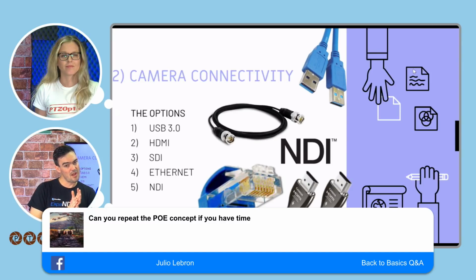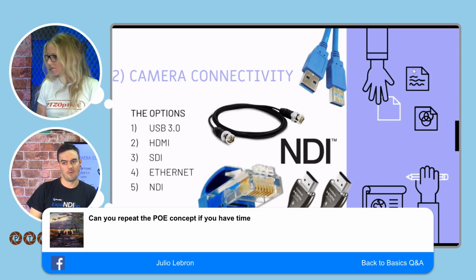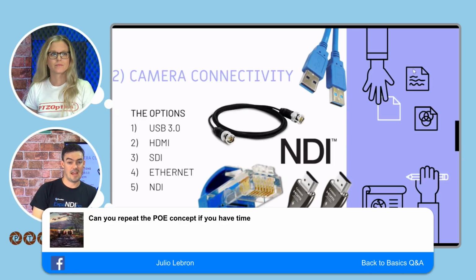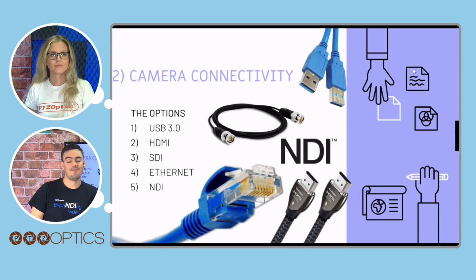It's less than 20 watts. I can't remember exactly what the wattage is, but I think it's less than 10 watts. But it powers the entire camera and gives you IP connectivity to control the camera over the network. Now with HDMI and SDI, very similar here, we're getting uncompressed 1080p up to 60 frames per second video.